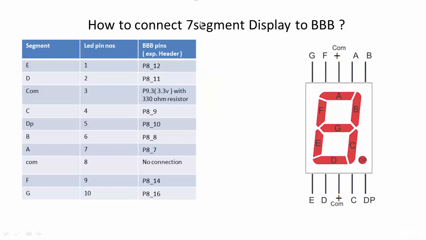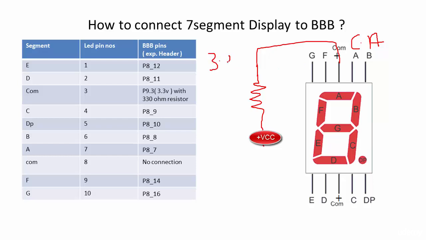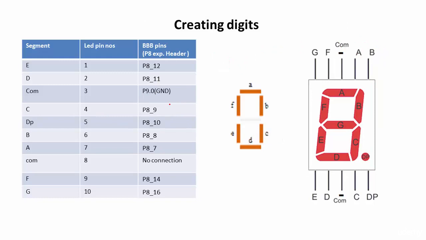And if you have common anode, then the connection is also the same. The only thing is you have to connect this common point to plus VCC, but you have to connect it through a resistor. So don't connect this pin directly to VCC. VCC here means 3.3 volt, which you can get from P9 3. The P9 3 actually gives you 3.3 volt. Don't connect directly; you can use a resistor in the range of, let's say, 330 ohm. And the rest of the connections are the same. Great.